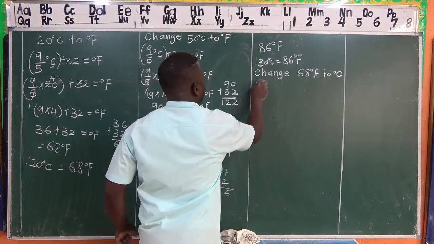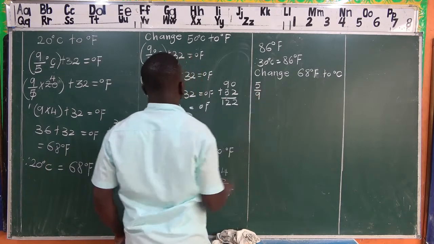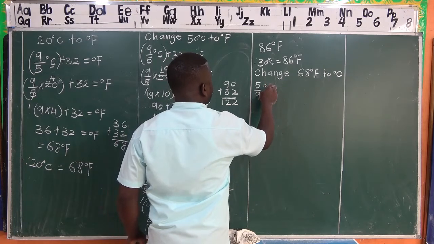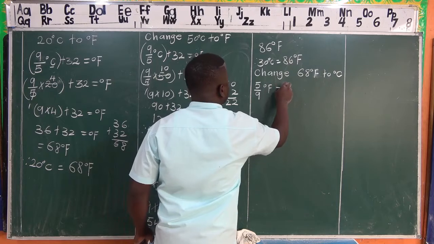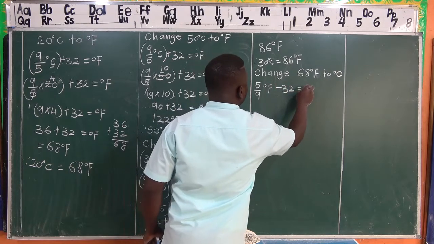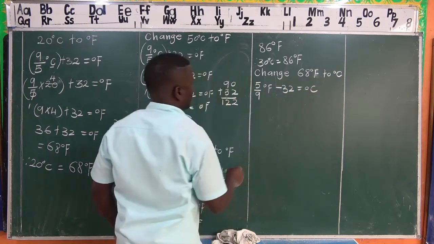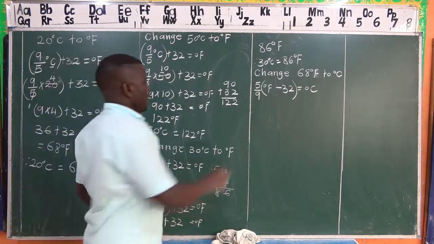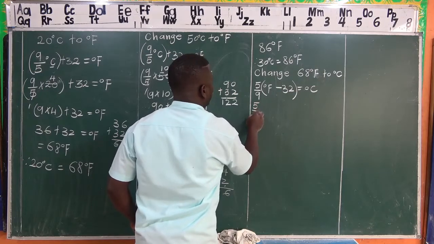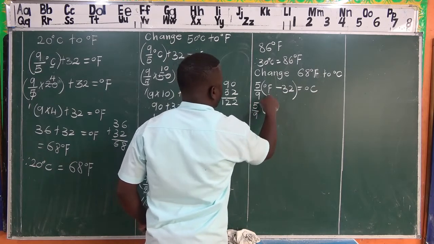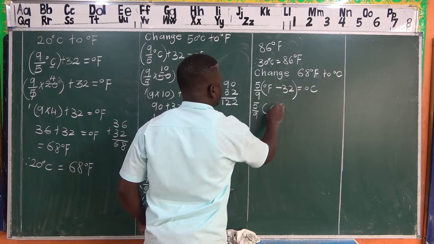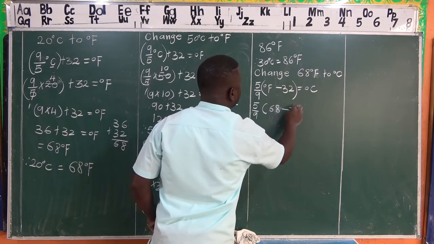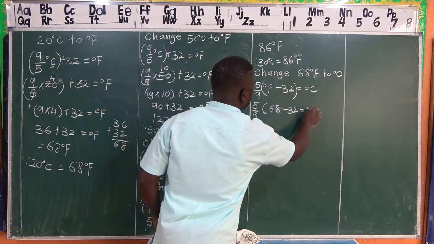So we shall say 5 out of 9 degrees Fahrenheit minus 32 equals degrees Celsius. Then you put the brackets like that. Then here we come and say 5 out of 9 into brackets. Where there is degrees Fahrenheit, we put 68. We put 68 minus 32 equals degrees Celsius.